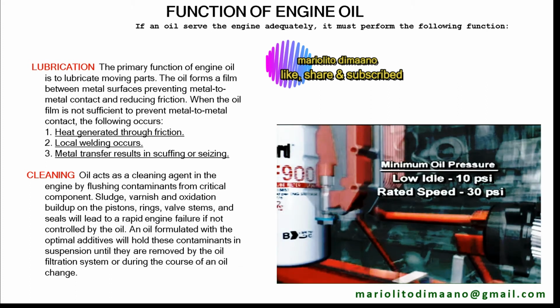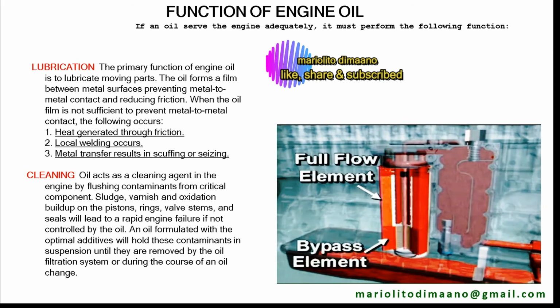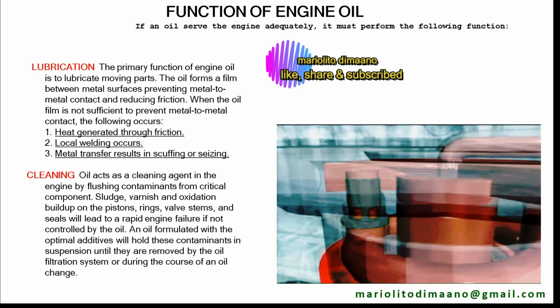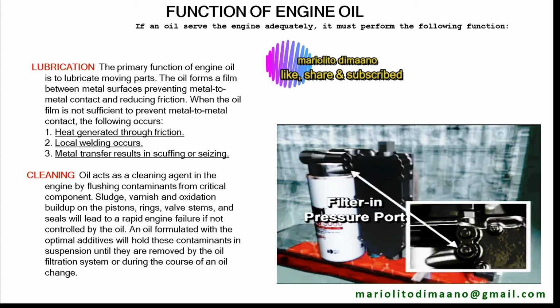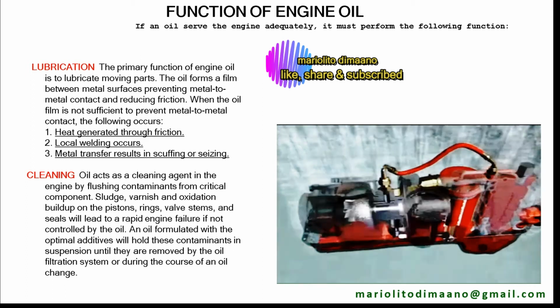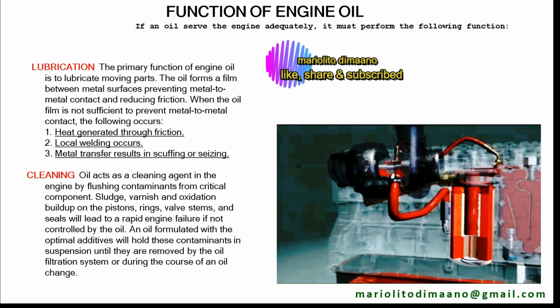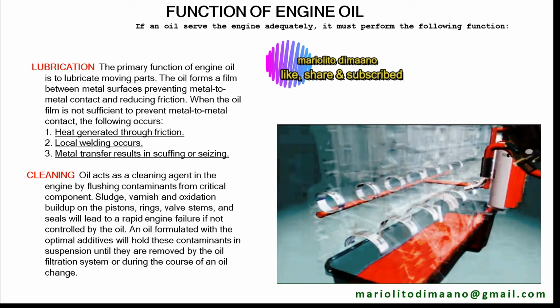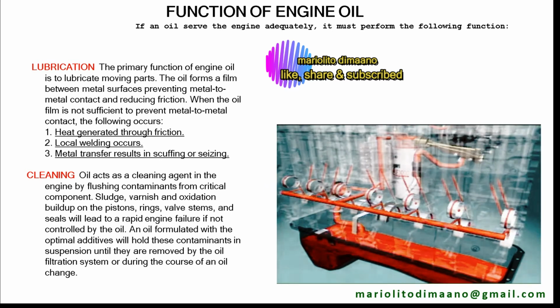Lubrication. The primary function of engine oil is to lubricate moving parts. The oil forms a film between metal surfaces, preventing metal-to-metal contact and reducing friction. When the oil film is not sufficient to prevent metal-to-metal contact, the following occurs. 1. Heat generated through friction. 2. Local welding occurs. 3. Metal transfer results in scuffing or seizing.